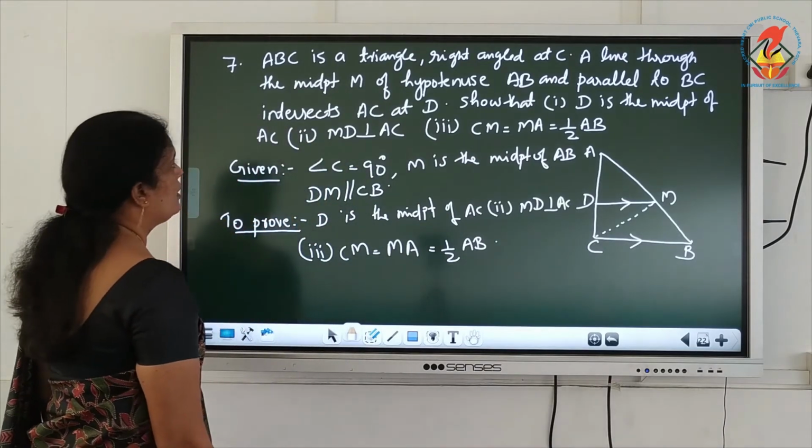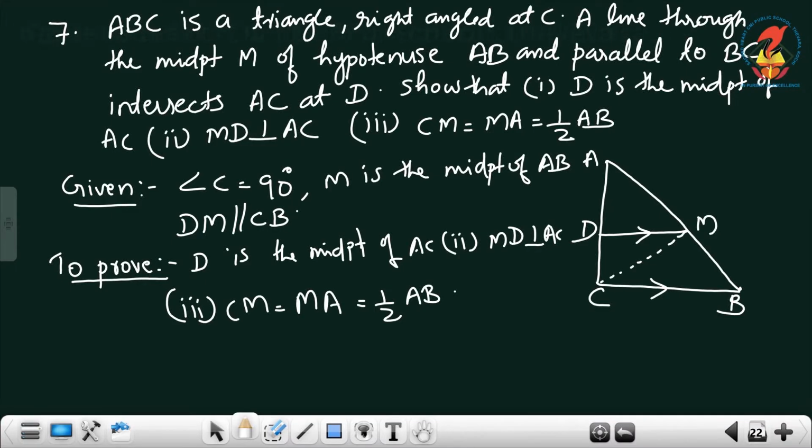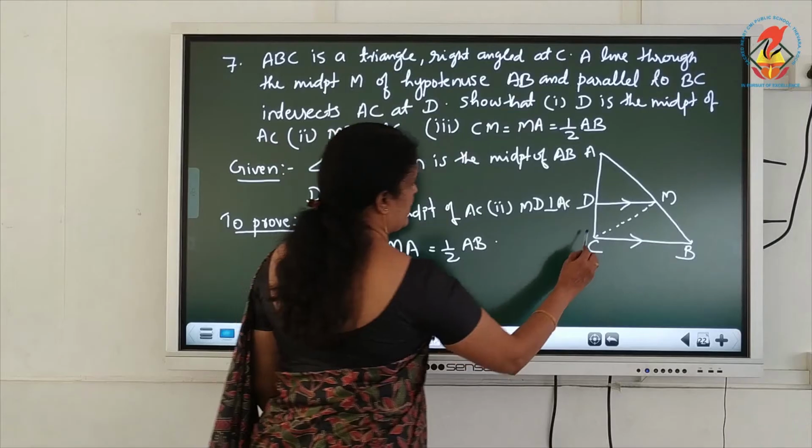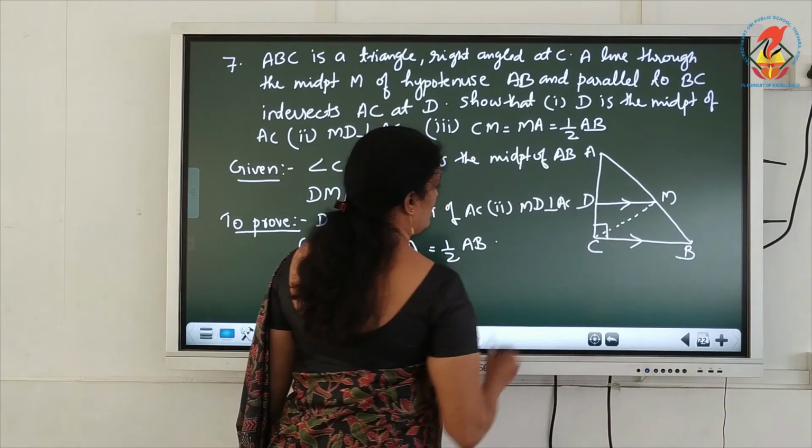Question number 7. ABC is a triangle, right angled at C. A line through the midpoint M of hypotenuse AB and parallel to BC intersects AC at D. Show that D is the midpoint of AC, MD is perpendicular to AC, and CM equals MA equals half AB. This angle C is a right angle.